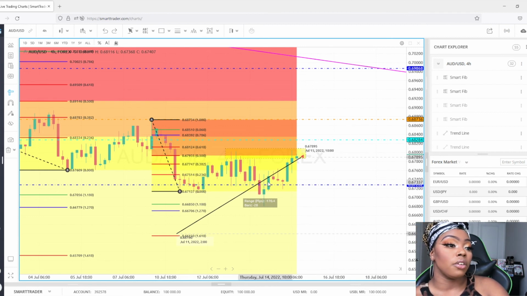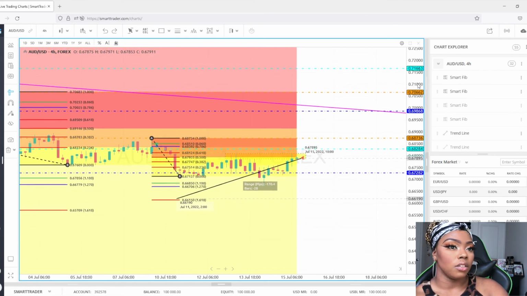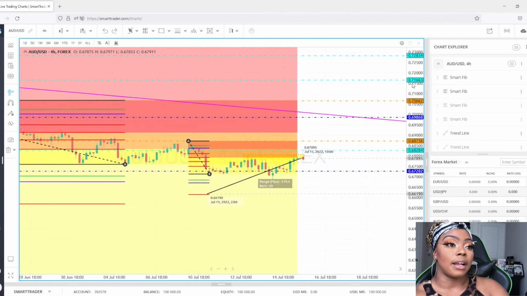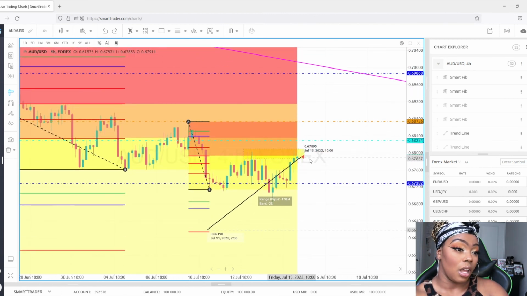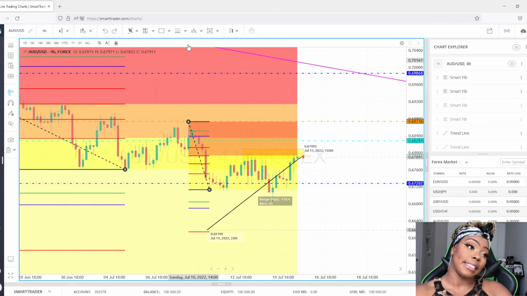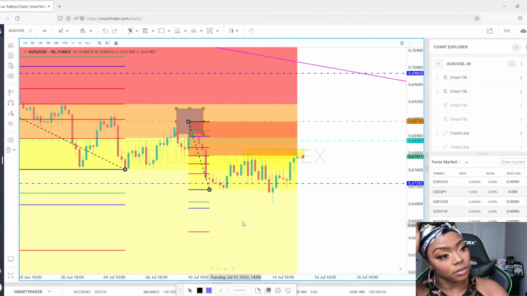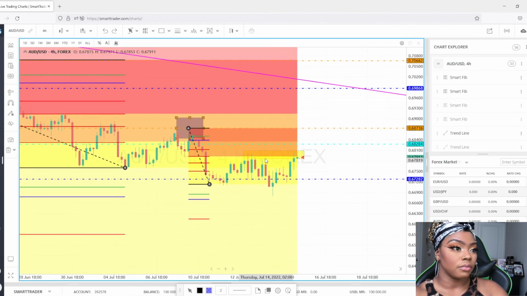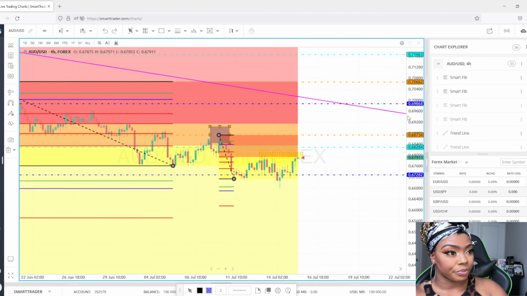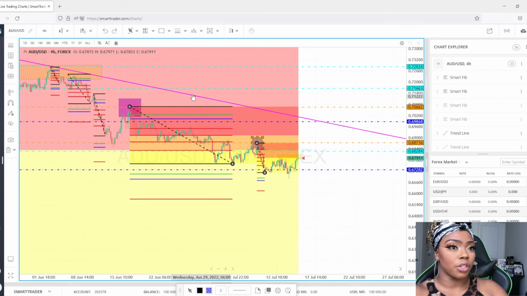So you can either play this move or you can wait, depending on what you like to trade. One of the things that I have planned, I'm gonna take this trade. And I haven't decided on whether or not I will be aggressive by placing it above the C, or if I'm gonna play it safe and put it above the A. But yeah, so we have two major plays on the 4-hour.